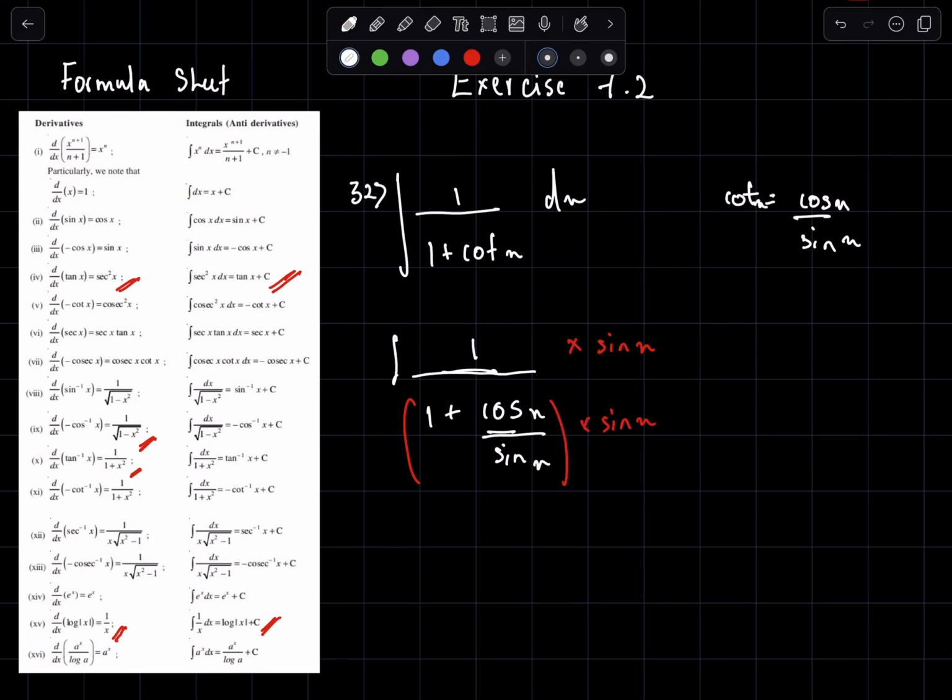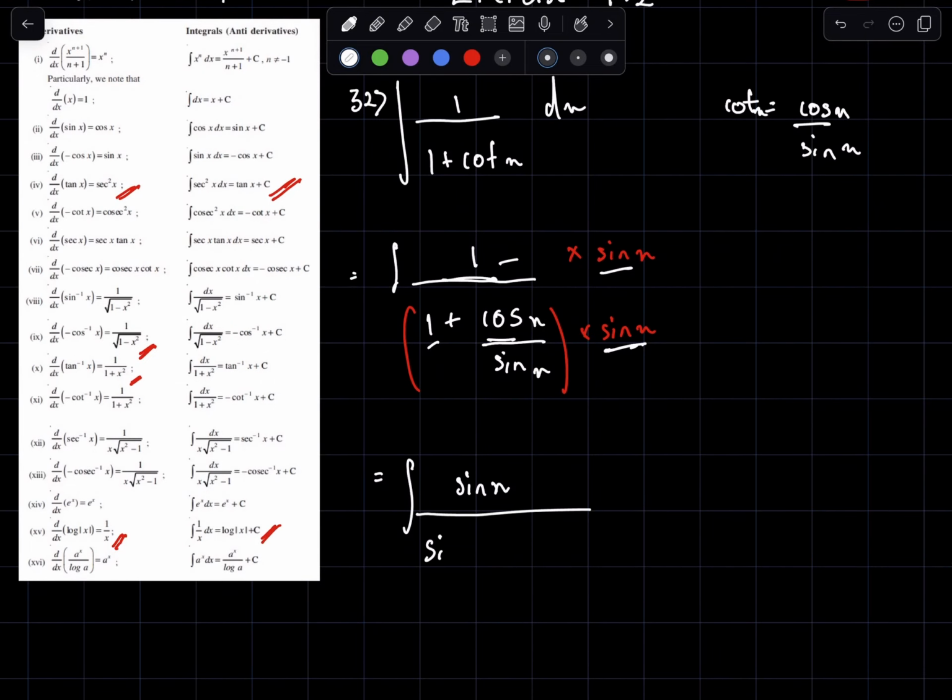So let's do that. Let's do the numerator first. Sine x times 1 is sine x. I think we can all do that. Divided by sine x times 1, again sine x, plus sine x times cosine x over sine x. The sine cancels, so you're just left with cos x.